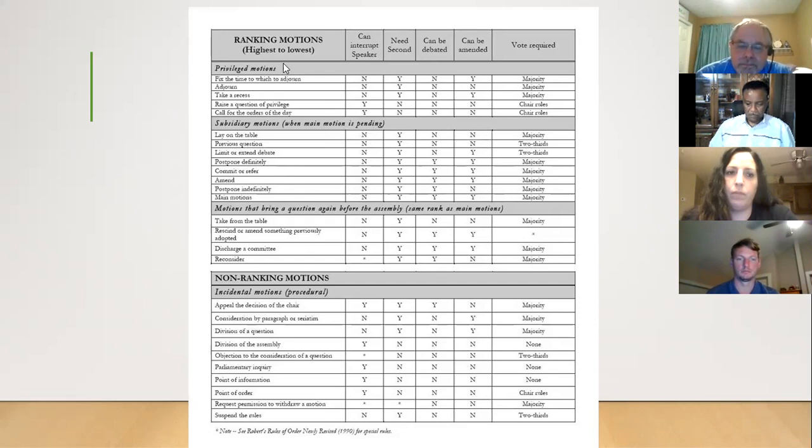So here is, again, our list of ranking motions. It starts at the top and works its way down, because these are the 13 ranking motions. They're grouped as privileged, subsidiary, and then the main motion is in a separate category. So the motion to fix the time to which to adjourn is the 5-star general.